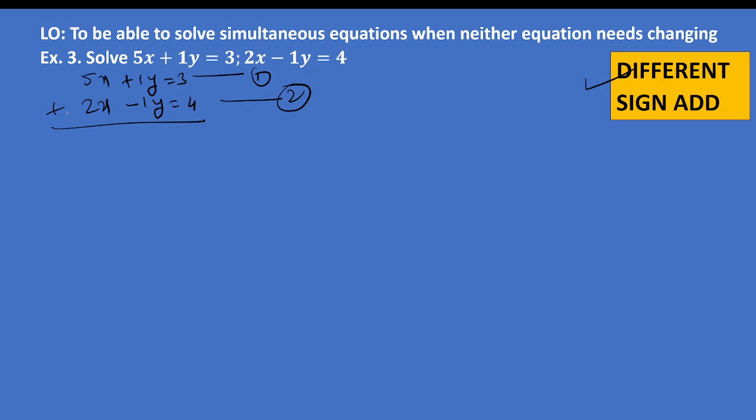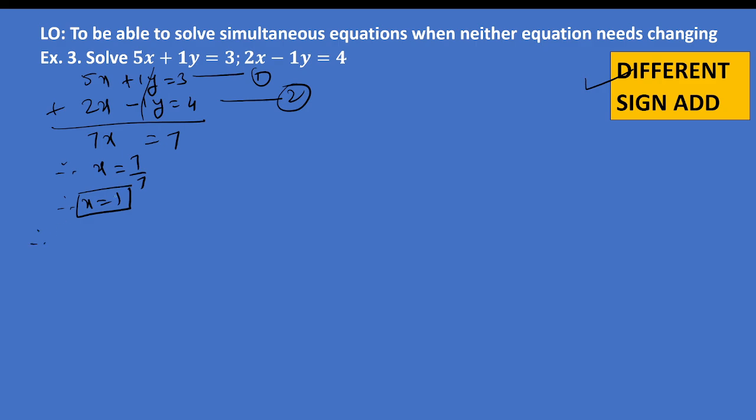Now when I put the plus sign, 5x plus 2x will give me 7x, and the y terms will get cancelled because here we have different signs. 3 plus 4 is 7. Therefore x equals 7 upon 7, which leads us to x equals 1.